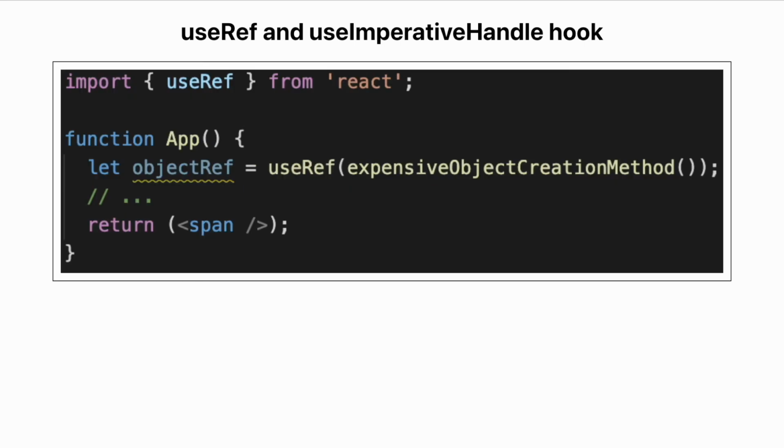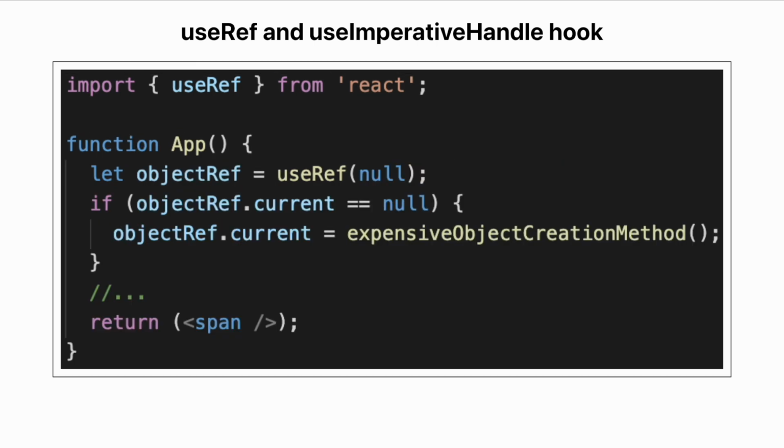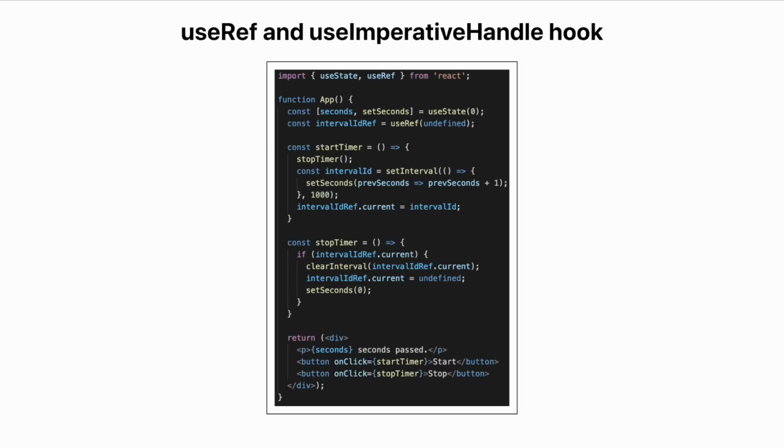For example, the expensive object creation method is called on every render but its return value is used only in the initial render. Instead, we can initialize the ref object only when its current property is null. The condition will be true only for the initial render or if we manually update its value as null. Let's see an example usage of the useRef hook.